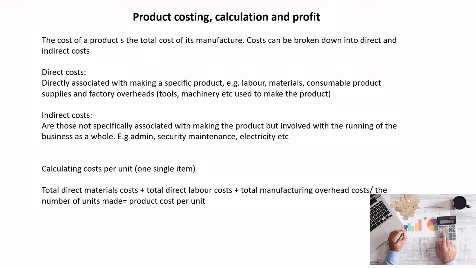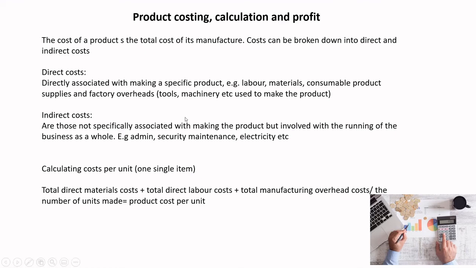You've then got indirect costs, which is like running the business as a whole, so like admin, maintenance, electricity. I talked about electricity for direct costs. I misspoke. That's indirect costs. My apologies. So calculating cost per unit, like one item, what you need to do is basically total direct materials cost, add your total labour cost, add your total manufacturing costs, and then divide it by the total of the things that you make, which equals how much one unit costs.